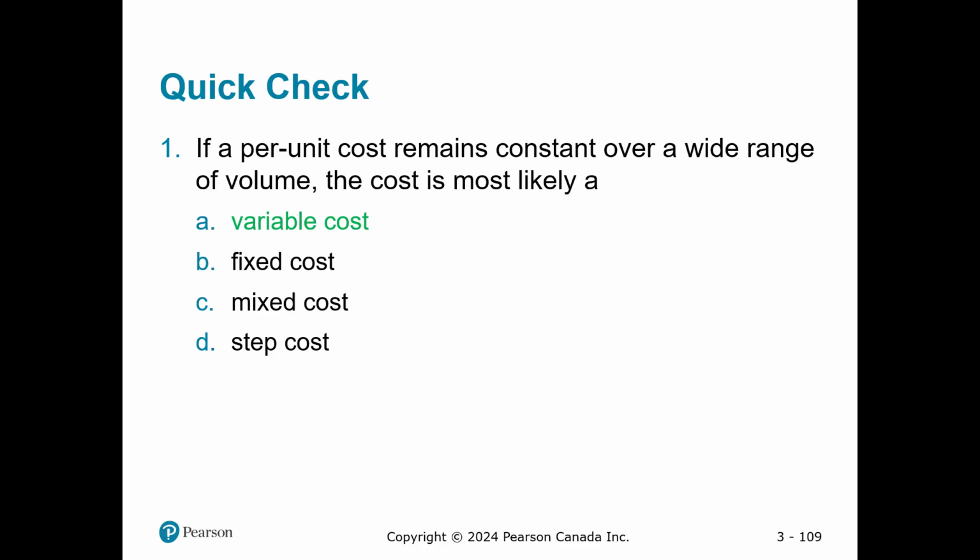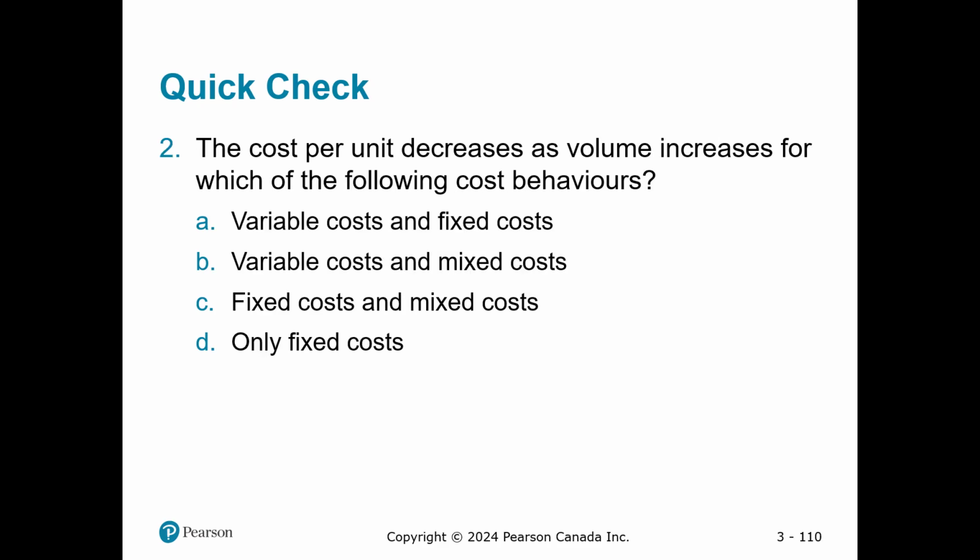Per unit fixed cost decreases as the volume increases. And mixed costs per unit decrease as the volume increases. And step costs, they increase as the volume increases. So only variable costs stay constant per unit within the relevant range.